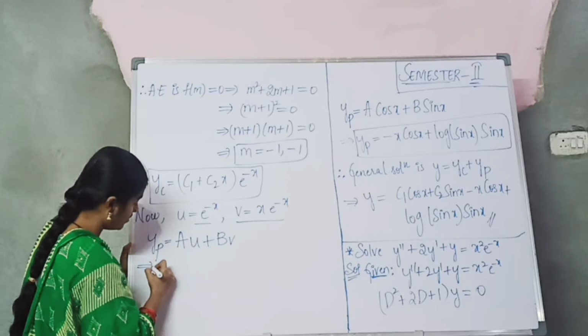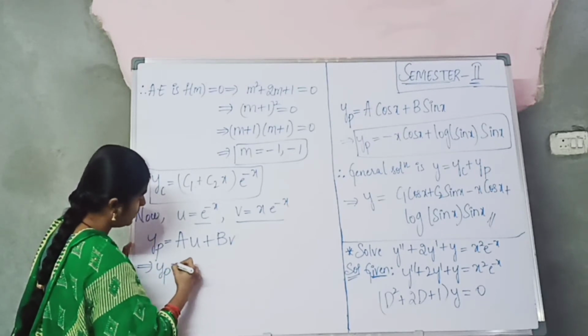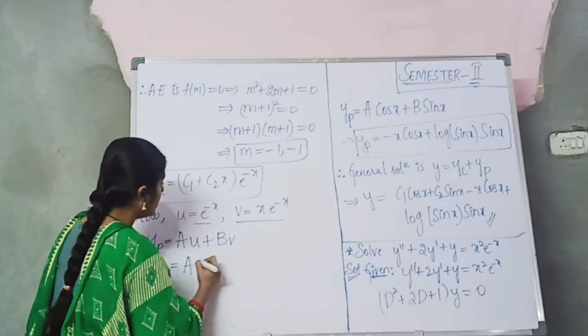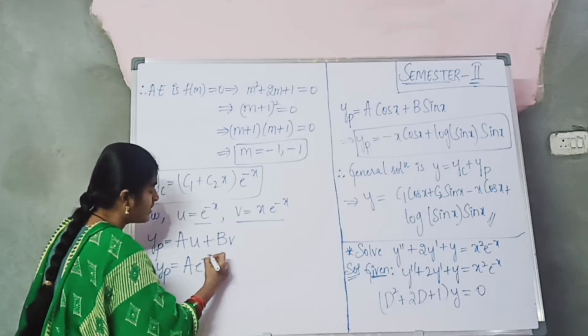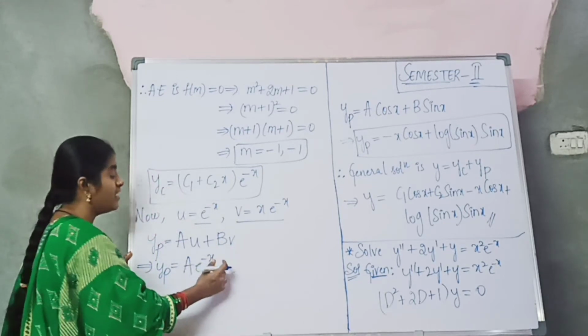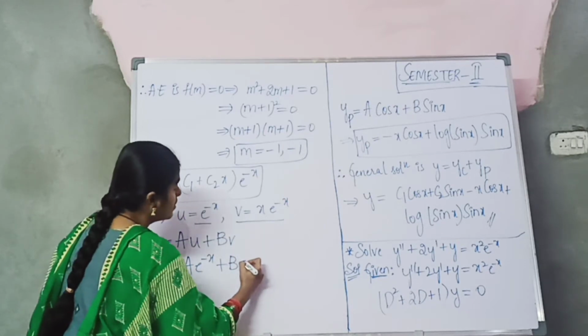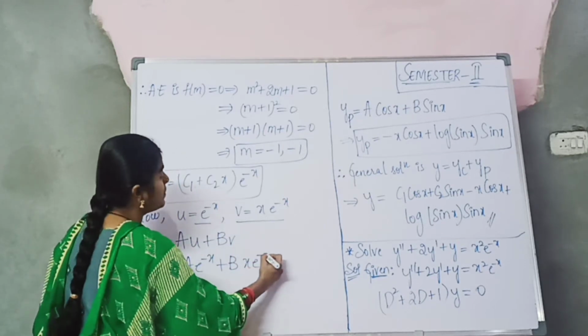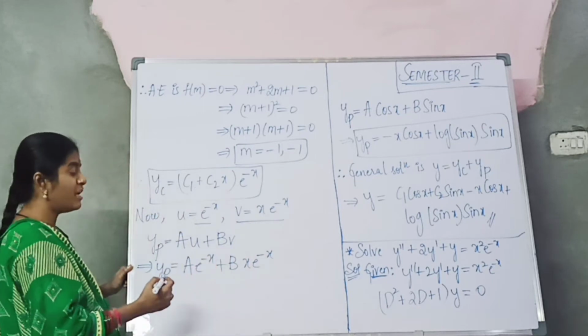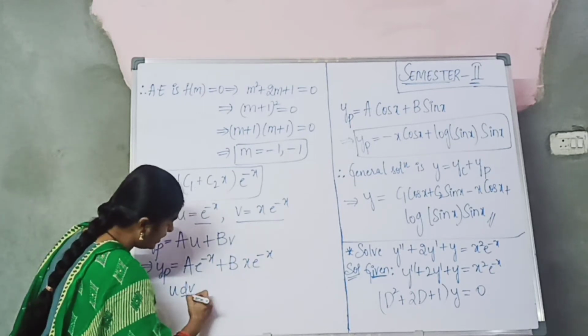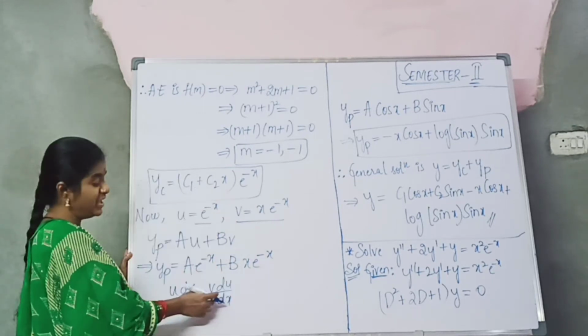So yp equals, what is u here? e power minus x. a into e power minus x plus bv. What is v here? b into x into e power minus x. Now what we have to find? u dv by dx minus v du by dx.